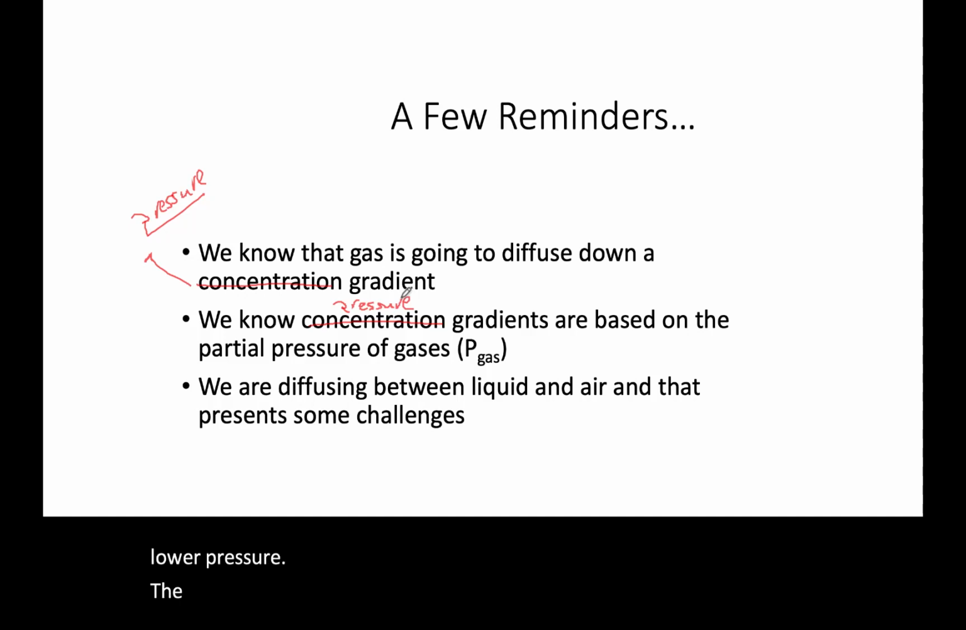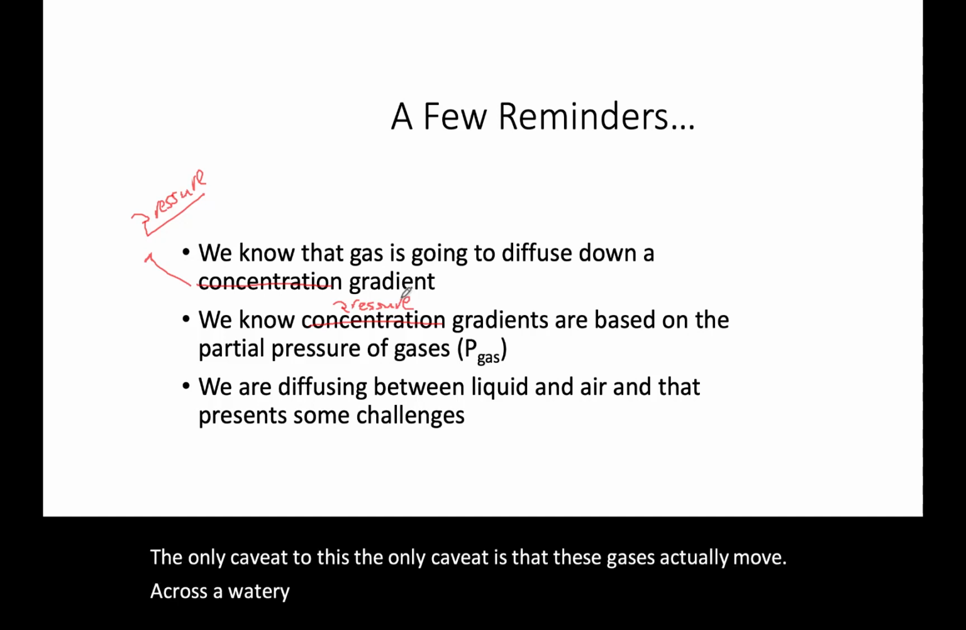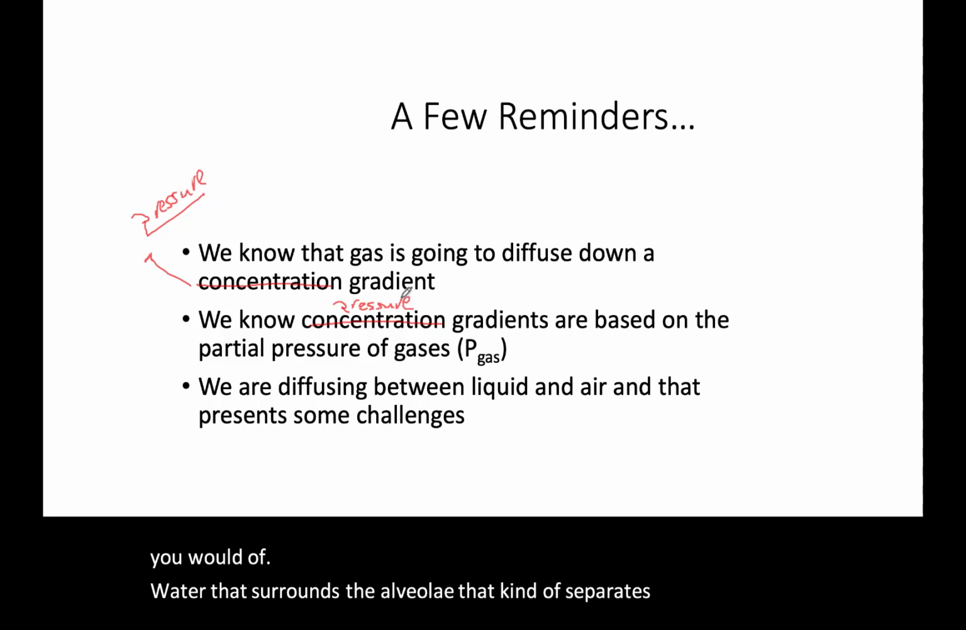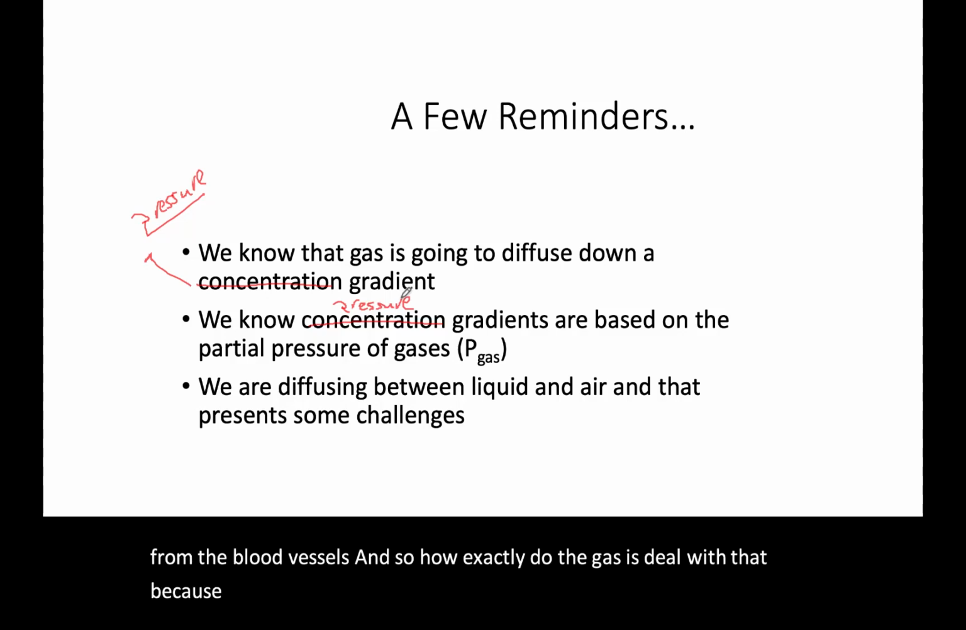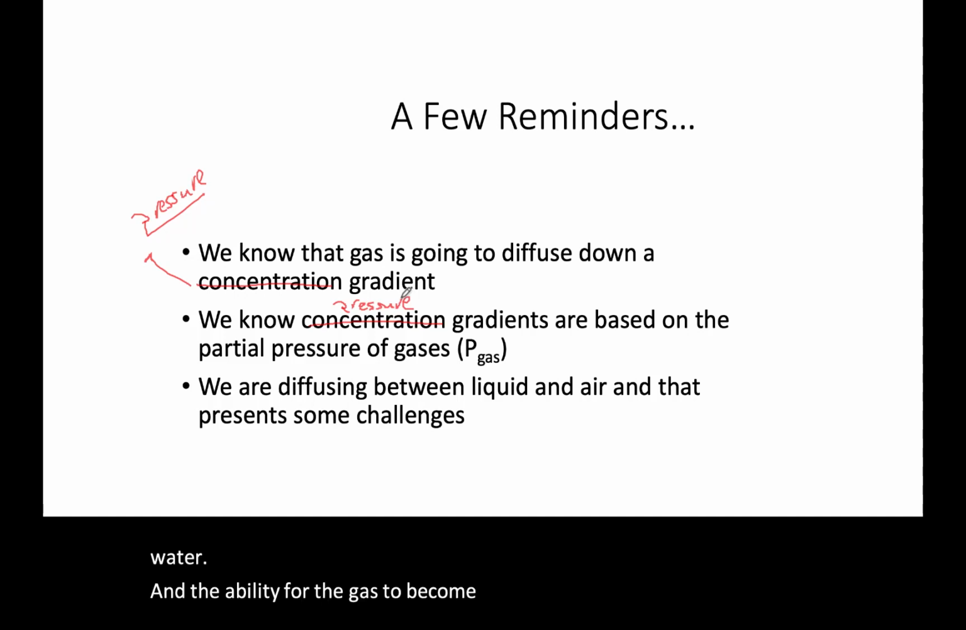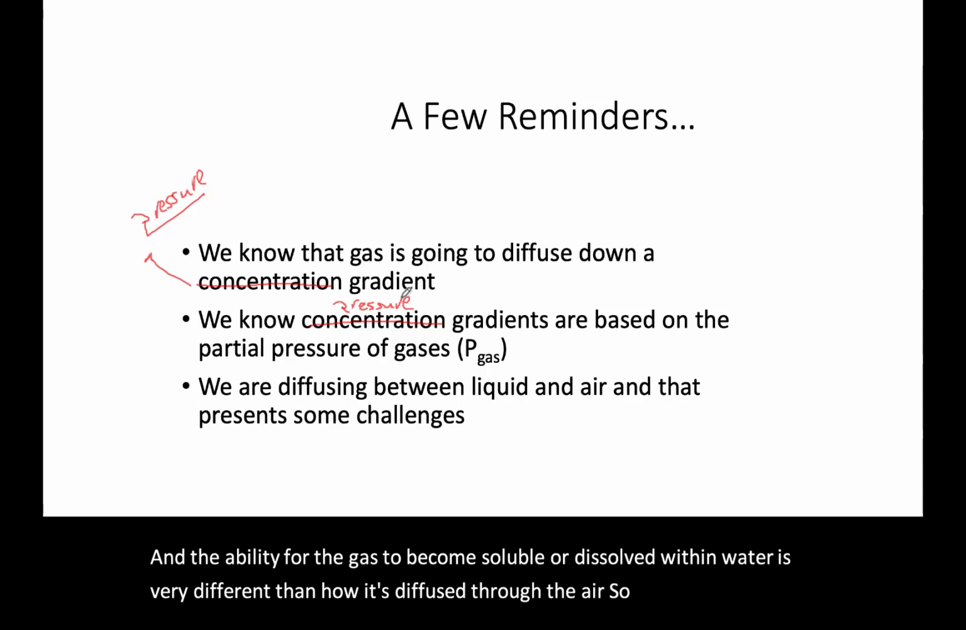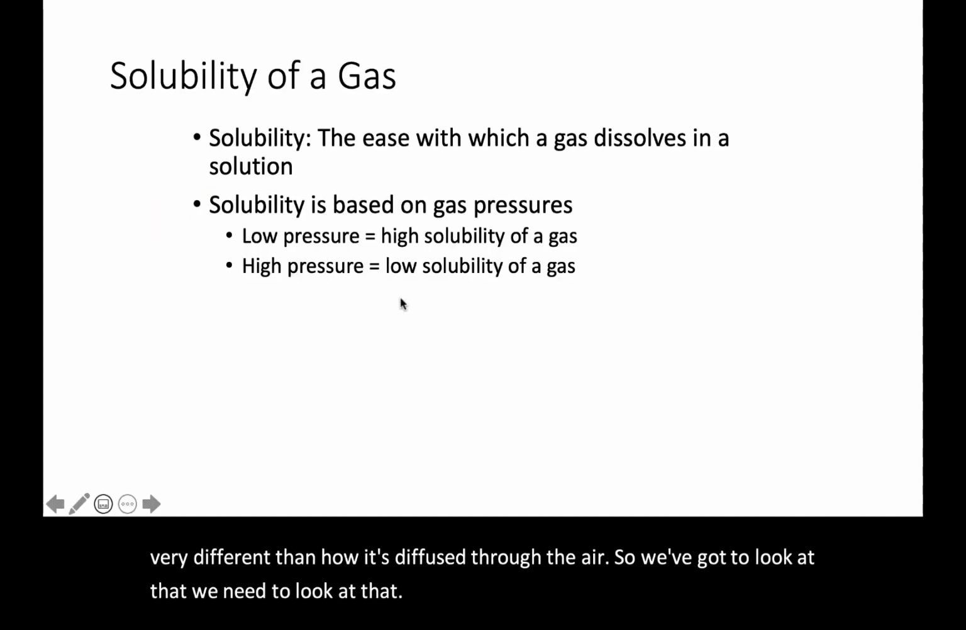The only caveat to this is that these gases actually move across a watery barrier. There is a little buffering layer, if you would, of water that surrounds the alveoli and separates the alveoli from the blood vessels. And so how exactly do the gases deal with that? Because gases diffuse differently through air than what they do through water. And the ability for the gas to become soluble or dissolved within water is very different than how it diffuses through the air. So we need to look at that.